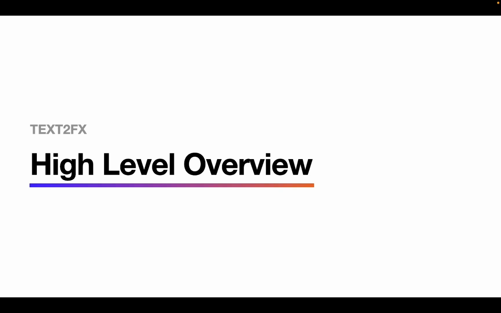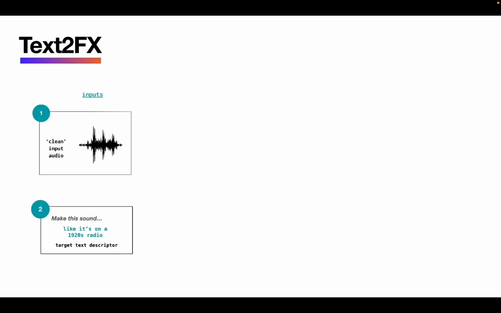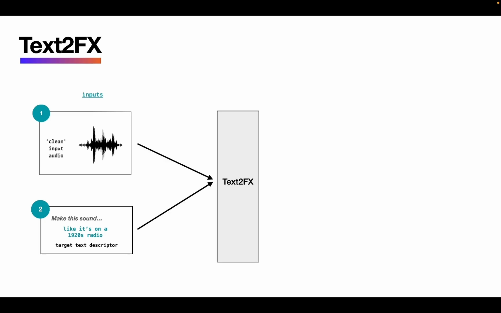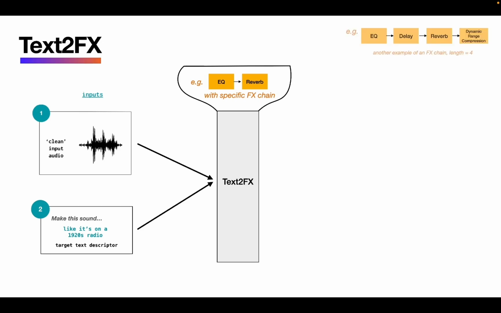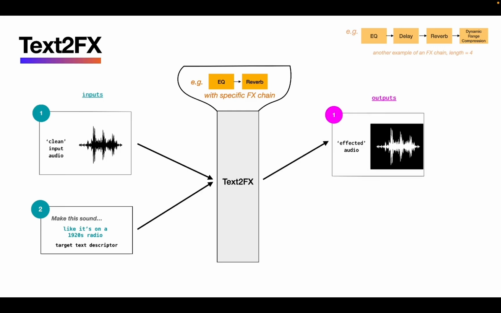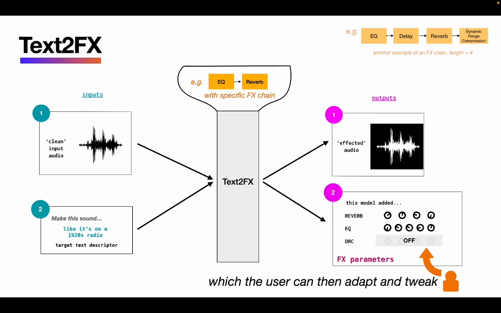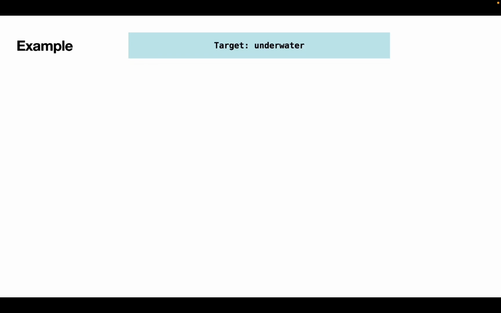Let's take a high-level look at how Text2FX operates. We start with a clean input sound. Next, we specify a target text descriptor, in this case, make it sound like it's on a 1920s radio. The inputs are then processed through Text2FX using a predefined effects chain. Here, we're just setting EQ to reverb, but any effects chain can be set. For example, EQ to delay to reverb to compression. Text2FX then outputs the modified sound, along with the exact effect parameters used in the transformation, allowing users to further tweak and refine the results to their preference.